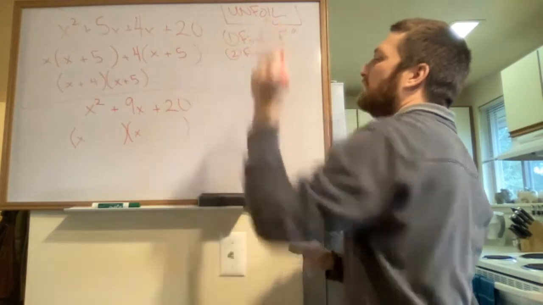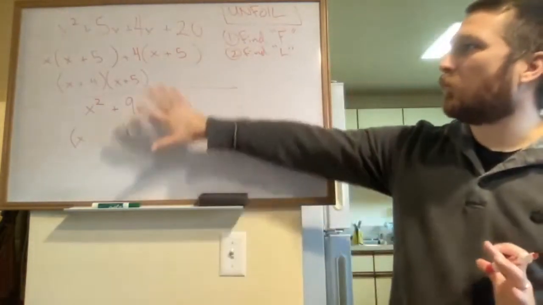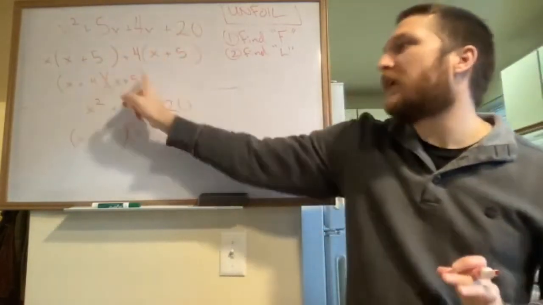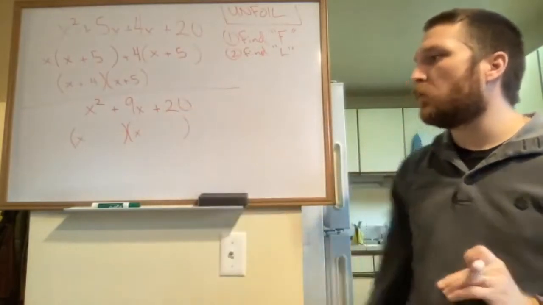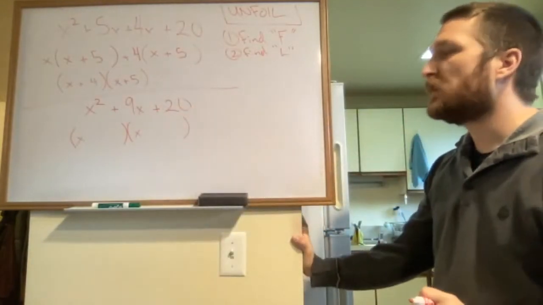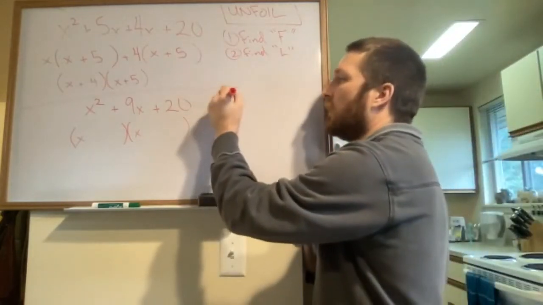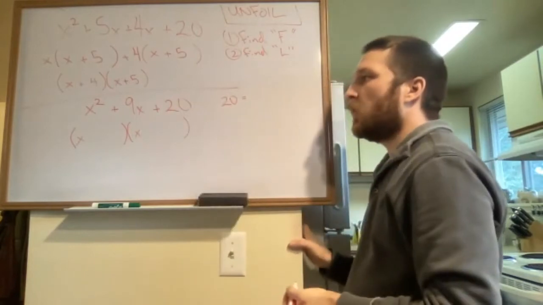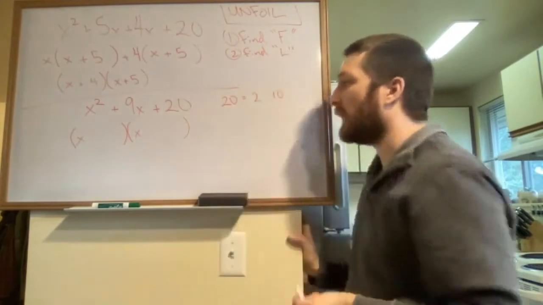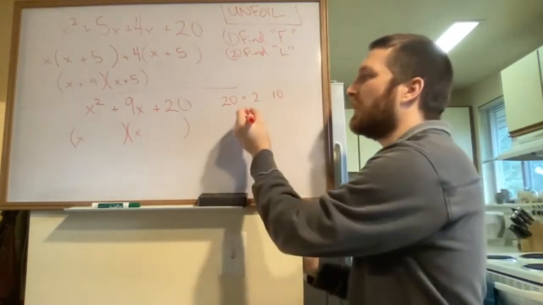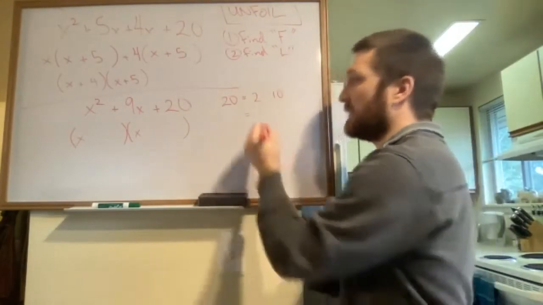Now, here's the thing. We don't know that it's 5 and 4. We know that it's 5 and 4 because we've just done this. But right now, there's more than one possibility. So what I like to do when I find L is first list out what 20 is. The first thing I notice is 20 equals 2 times 10. That's one way I could write 20. What's another way I could write 20? How about 4 times 5?